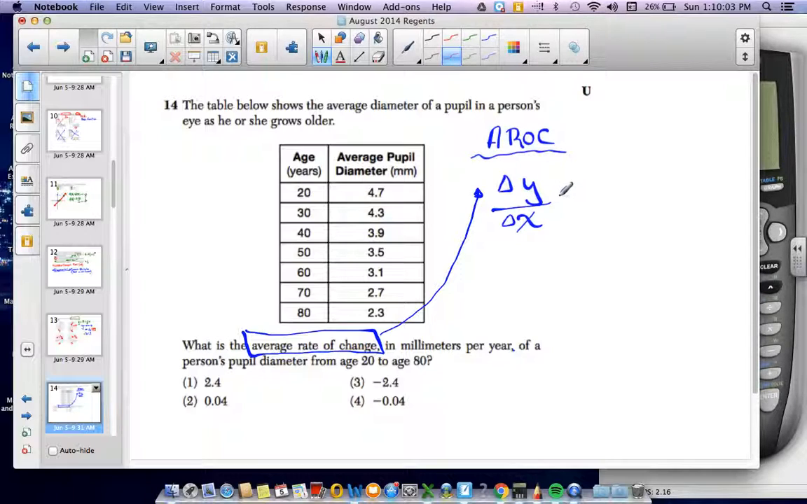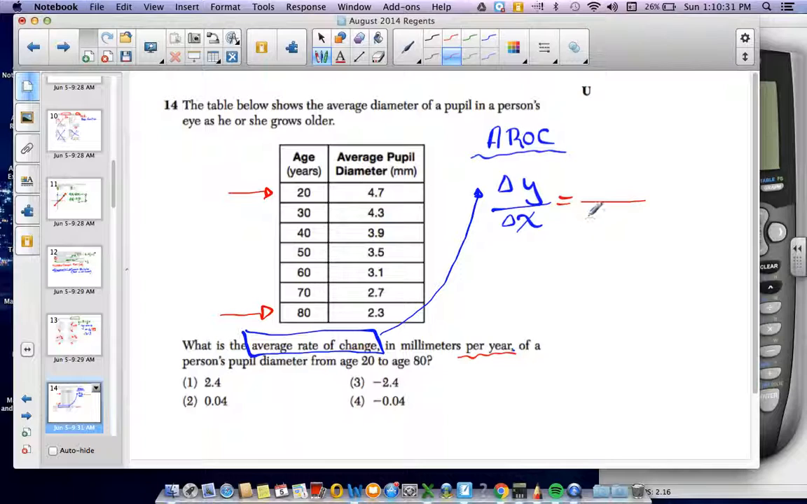Okay, so in our case, we're going to start by finding the average rate of change. It wants the slope in terms of millimeters per year. In other words, the year component should be our denominator. And in this case, we're going from, it says from 20 to 80. So I'm looking at this row all the way down to this row. You want to be careful because sometimes it's not always just the top and bottom. Sometimes it has something in between. In our case, it is.